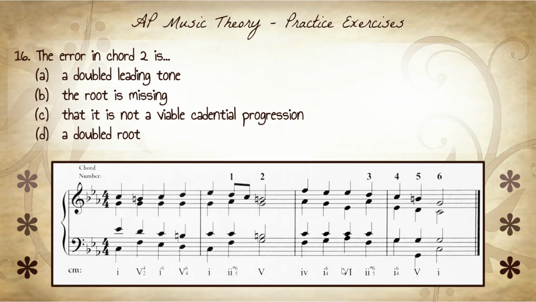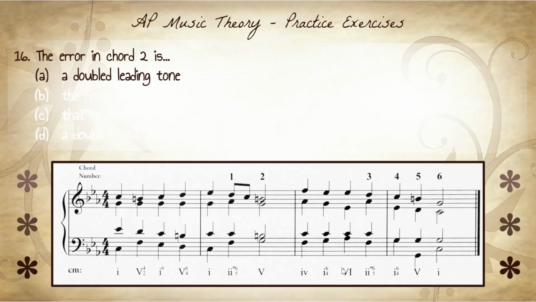16. The error in chord 2 is A, a doubled leading tone, B, the root is missing, C, that it is not a viable cadential progression, or D, a double root. Correct answer is A. The leading tone, which is also the third of the chord, is doubled in chord 2.